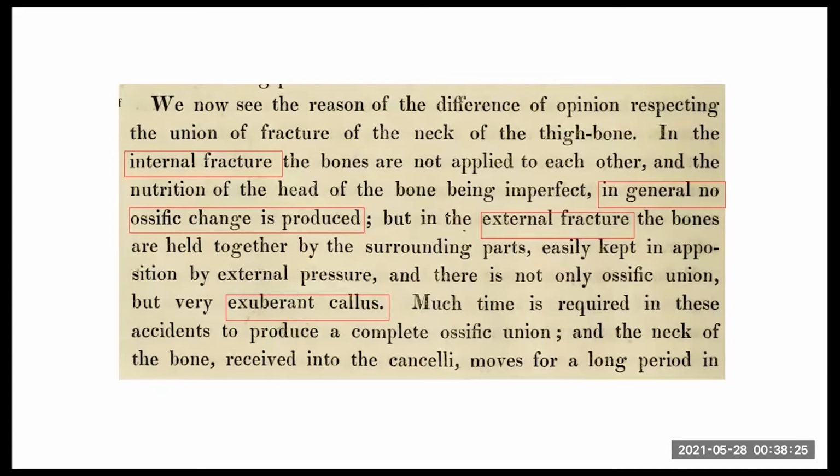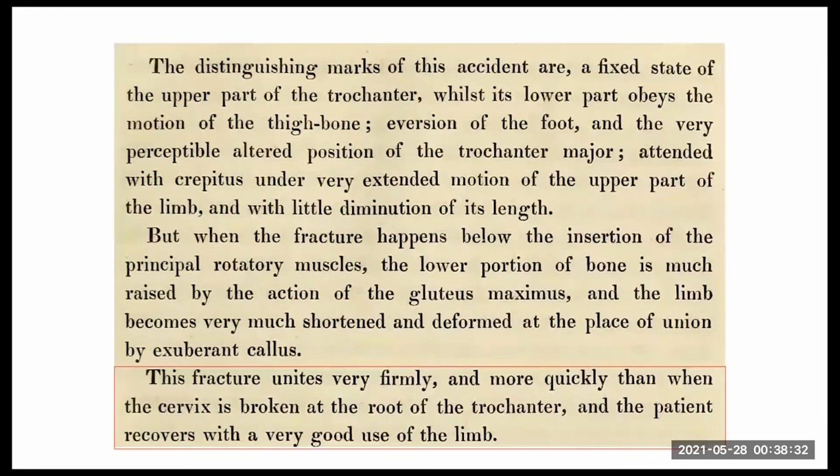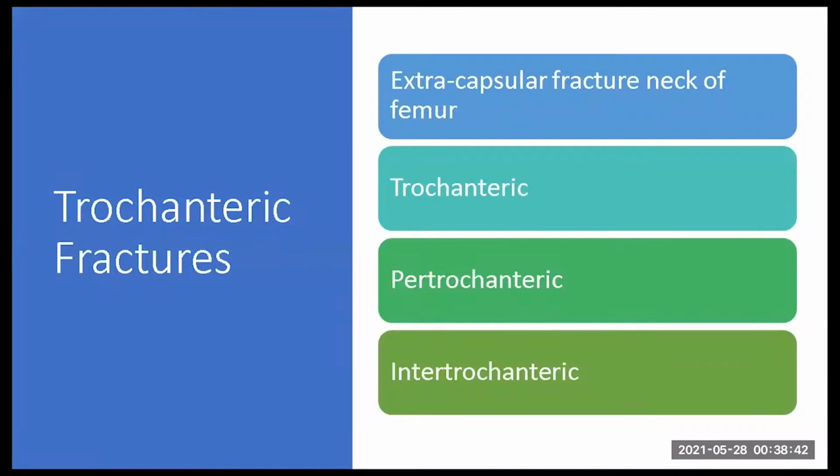And comparing both, he realized that the trochanteric fracture heals well with exuberant callus and heals quickly in contrast to an intracapsular fracture. And hence, it has been known ever since, and still is in the UK, as an extra-capsular fracture of the femoral neck, also known as pertrochanteric or intertrochanteric fractures.